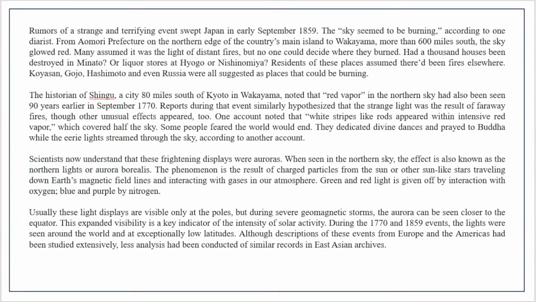During the 1770 and 1859 events, the lights were seen around the world and at exceptionally low latitudes. So during 1770 and 1859, when the aurora phenomena happened in these years, in those times we could see them at very low latitudes also, instead of just the poles. Okay. So although these descriptions from Europe and the Americas had been studied extensively, less analysis had been conducted of similar records in East Asian archives. Although Europe and America, which are closer to the poles, it was normal to find these phenomena there, but it was not very much in the Asian continent, right? So East Asian archives did not have much information.